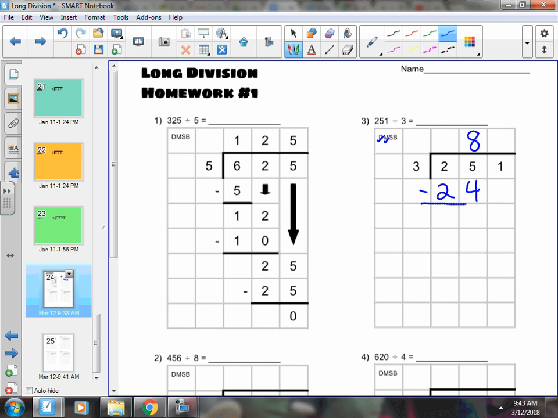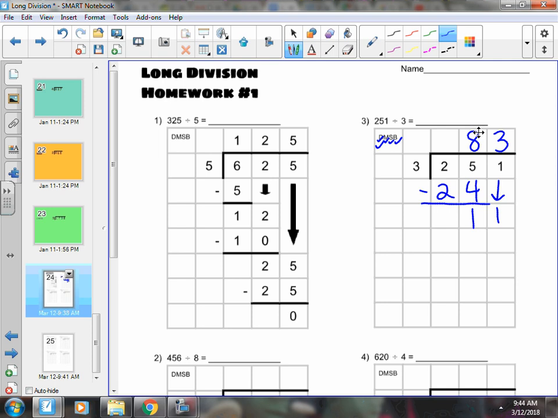Subtract and bring down. So we've divided into groups of 3. We keep dividing, and now we have 11 left, and we can definitely make another group of 3 from that. How many groups of 3 fit into 11? 3 times 4 would be too much, so it must be 3 times 3. 3 groups of 3. Whenever you write something across the top, that's the divide step.